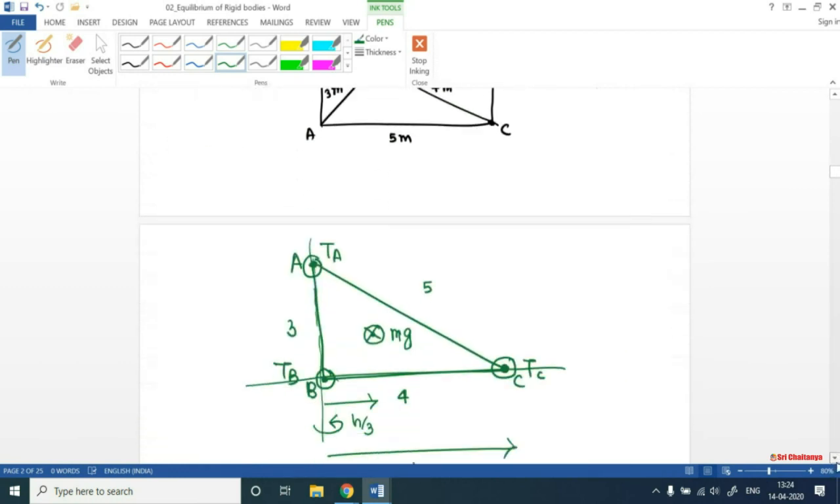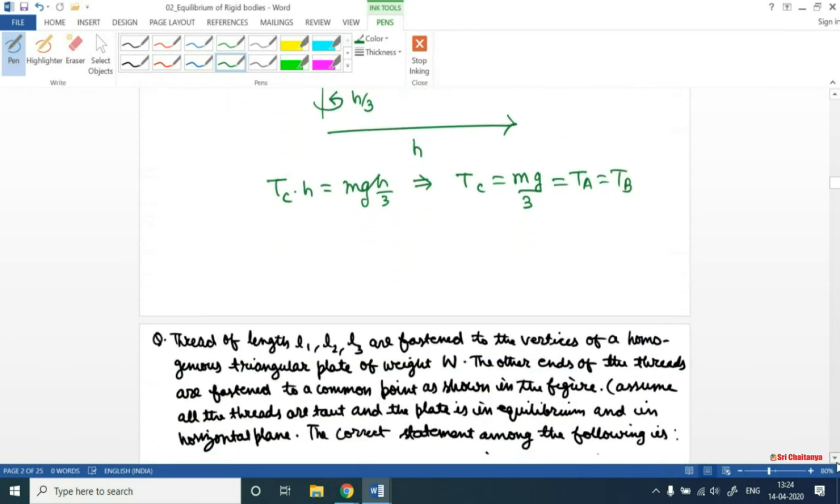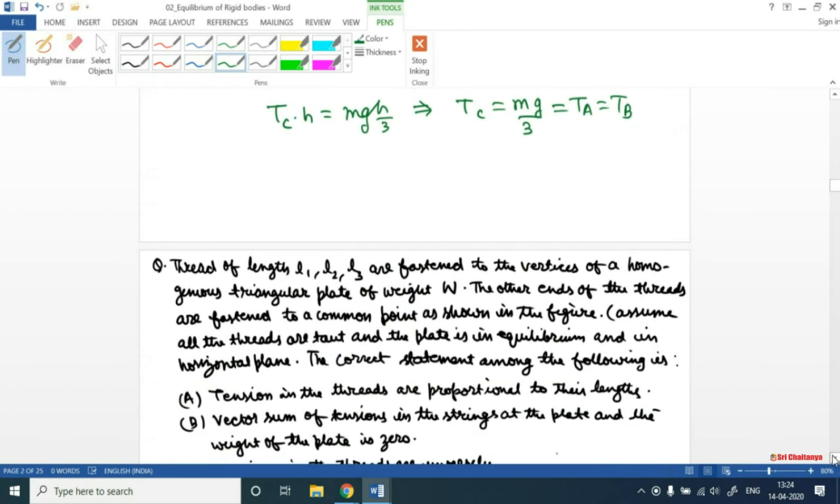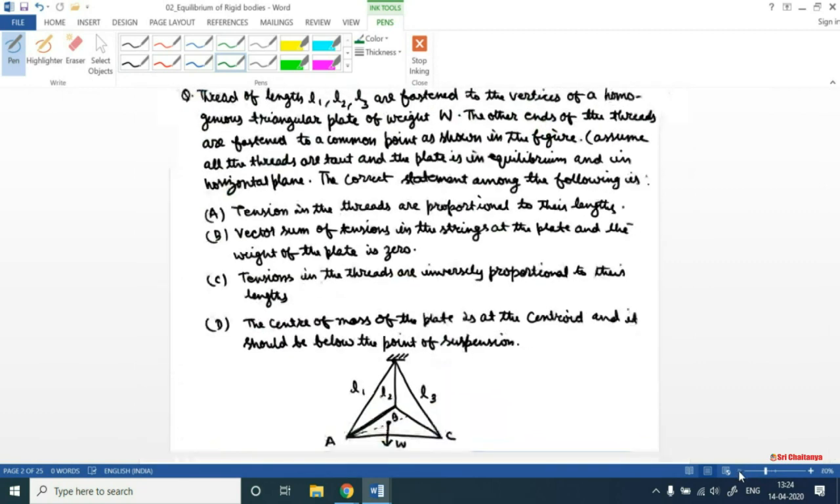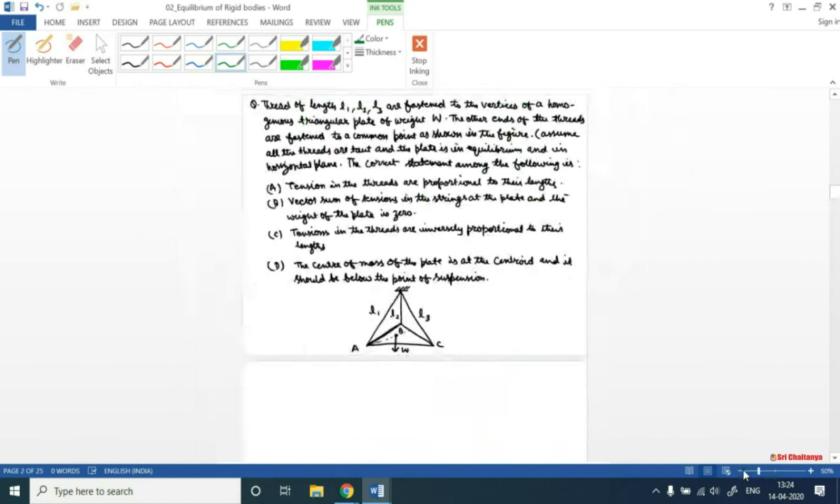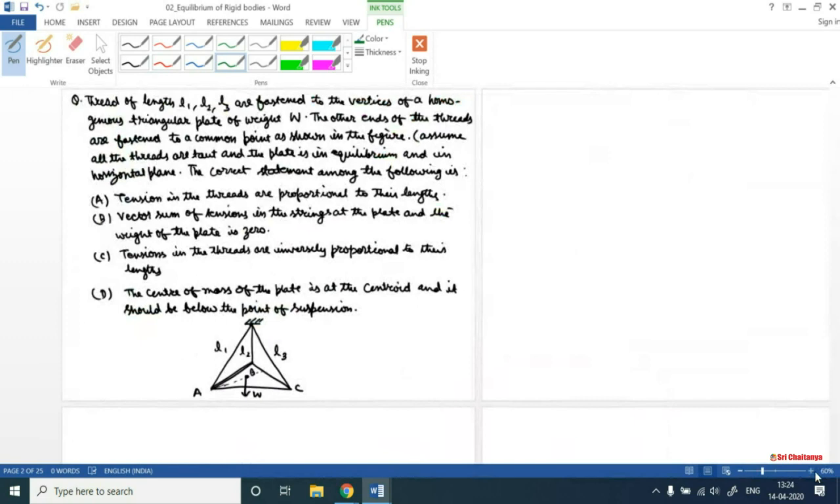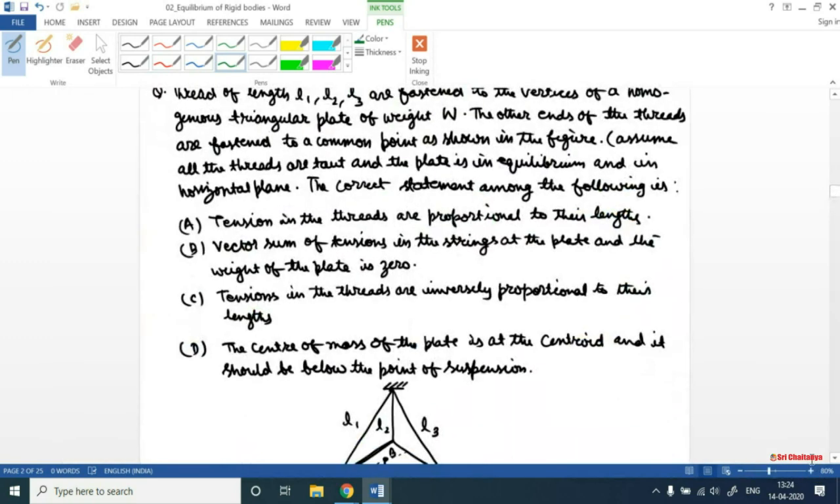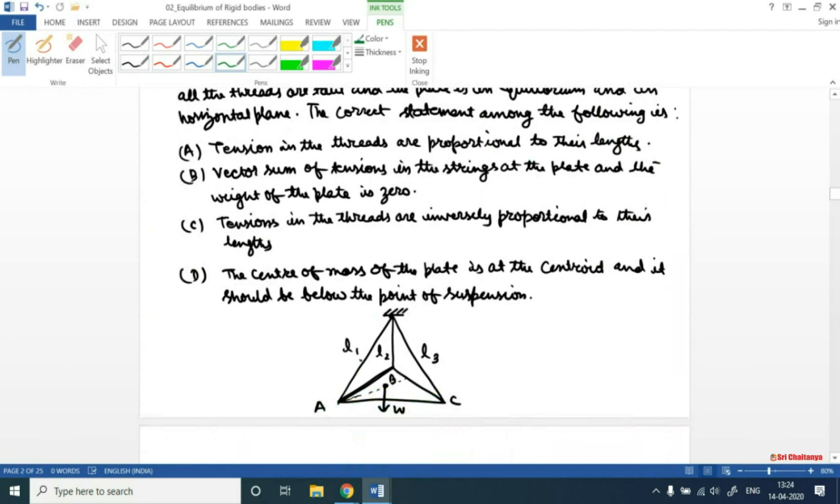So let's quickly move on to the next question. One similar question I want to discuss here is, let me minimize this diagram. Here we have three threads of length L1, L2, L3 fastened to a common vertex, and this is a triangular lamina.